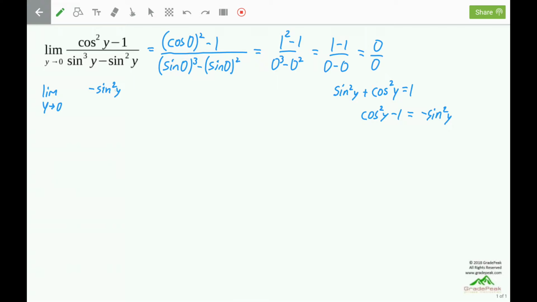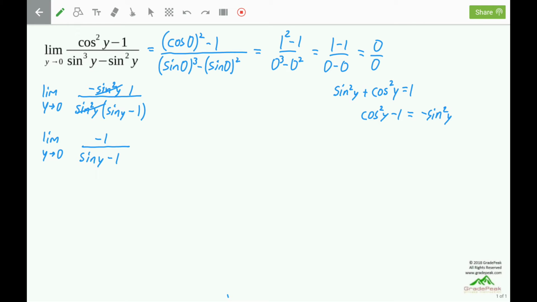And in the denominator, I can factor out a sine squared of y. And that's going to leave me with a sine y and then minus a 1. Now it's the sine squared of y, or just sine of y, that's making the zeros, and we have 0 over 0 because of that sine squared of y. Those can cancel out now, leaving us with a negative 1 in the numerator. So we have limit as y goes to 0 of negative 1 over sine y minus 1.